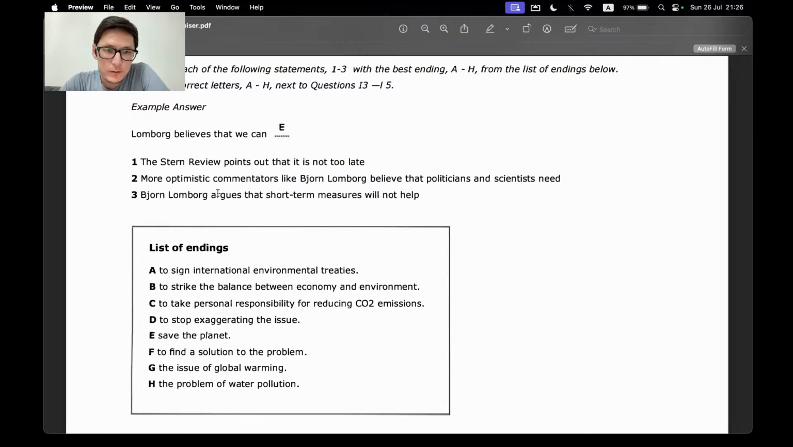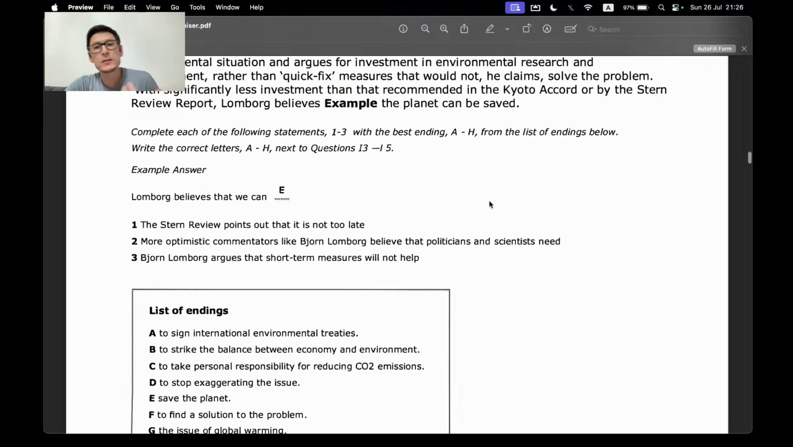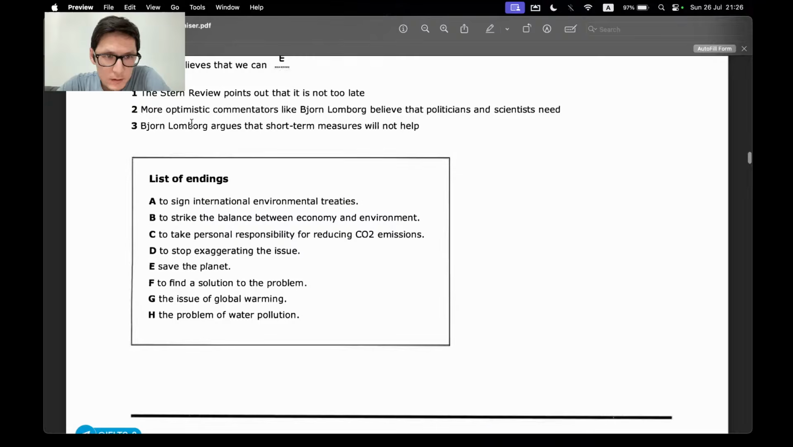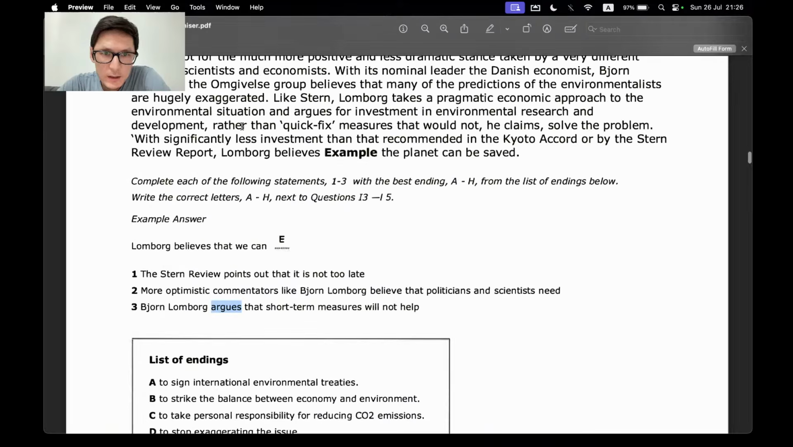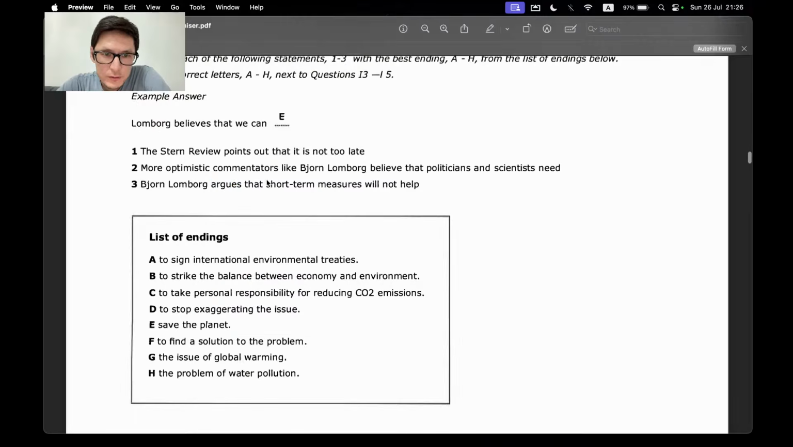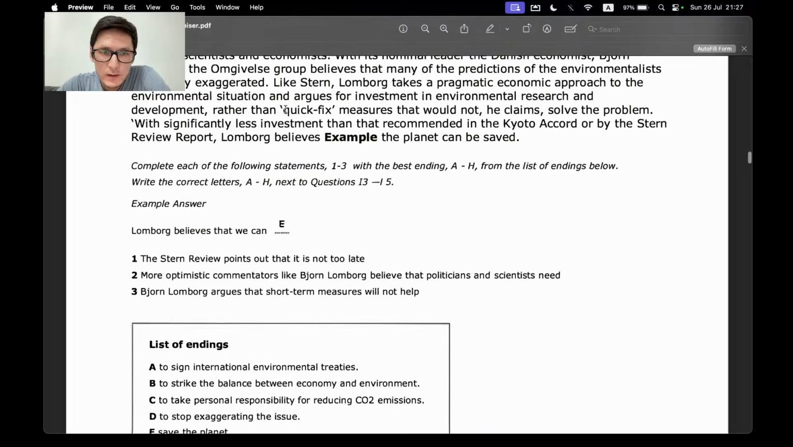So here again, Bjorn Lomborg, and then short-term. You have to find something connected with the short-term. Where is the short-term? Environment, takes a pragmatic approach, argues. Okay, here it says argues. Okay, here is the answer: investment, environment, research, development rather than quick fix. Quick fix measures is short-term measures. Short-term measures and quick fix measures are actually the same.